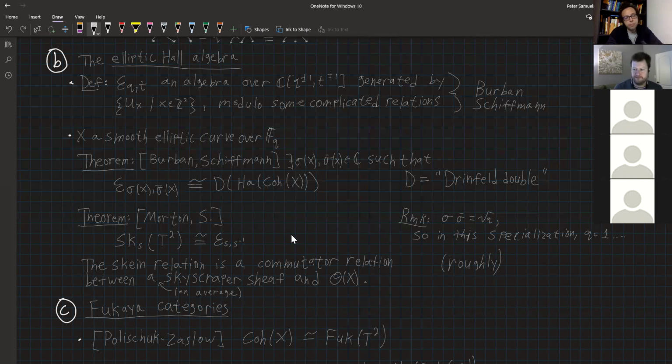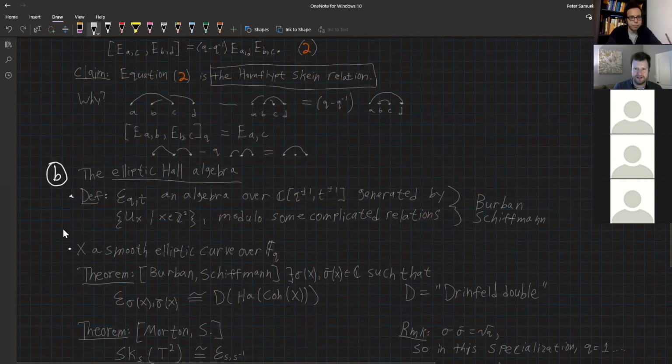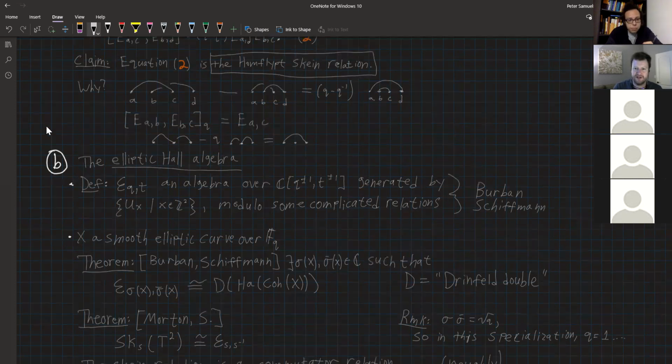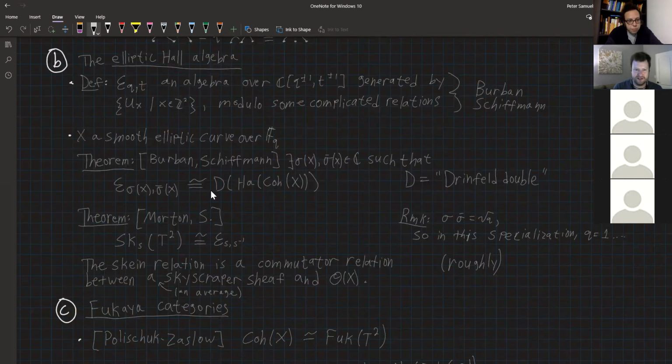Okay. So I want to use this to motivate something I still haven't quite explained. When I was talking about the Hall algebra for the type A quiver, why did I draw the pictures in this particular way? The way I drew the pictures was motivating that this is the Skein relation, but I didn't really explain why I drew the pictures that way. So I wanted to use this theorem about the elliptic Hall algebra to motivate why I was drawing those pictures that way.